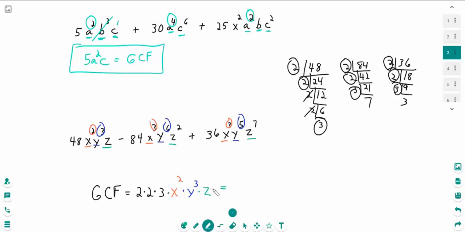Now we can just kind of make this look nice. 2 times 2 times 3 is 12. So we end up with 12 x squared y cubed z.